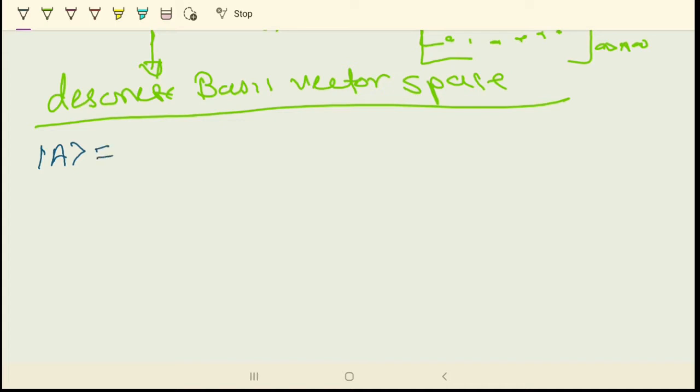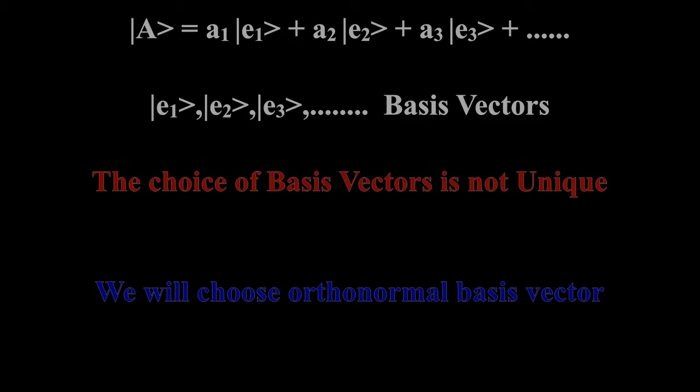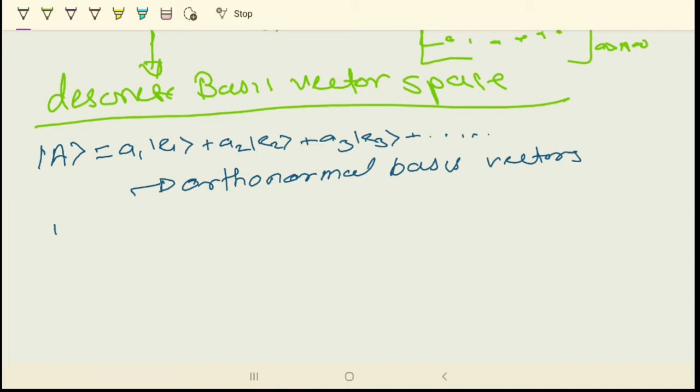So, if I want to represent A, I can write A as A1 E1 plus A2 E2 plus A3 E3, and so on and so forth, where E1, E2, E3 are the basis vectors. Since the choice of basis vectors is not unique, we are going to choose orthonormal basis vectors. Why are we going to use orthonormal basis vectors? That will be clear when we discuss the example.